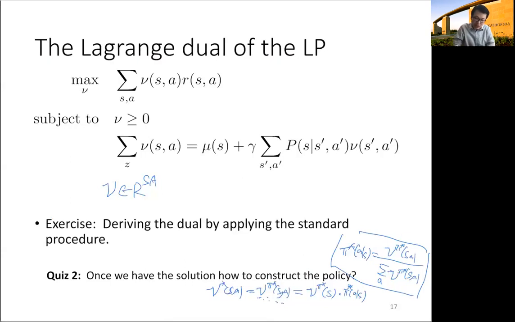It's not clear that this will necessarily give you the optimal deterministic policy, but it will always give you an optimal policy. And when the optimal solution is unique, then it will always give you the optimal deterministic and stationary policy. So this was one of the confusions from the last lecture: how do we connect the policies to occupancy measures?